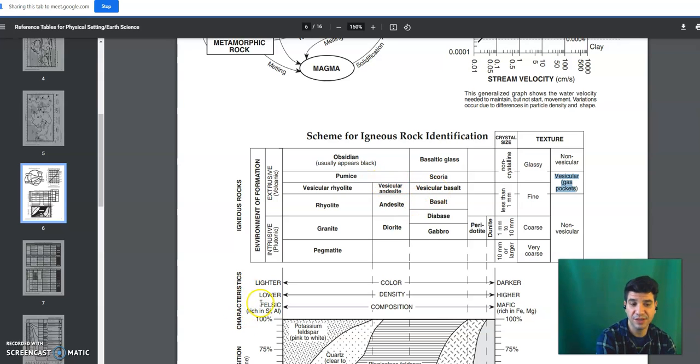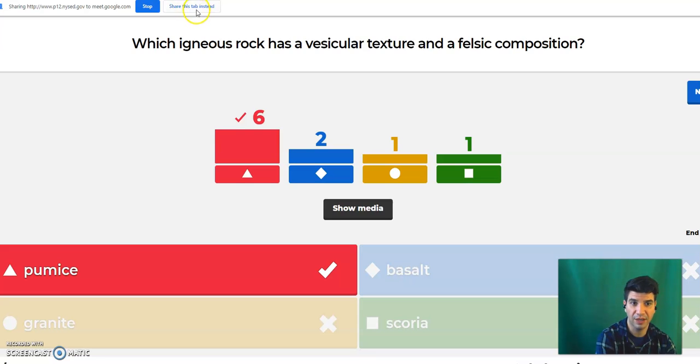And it also said that it was felsic. Felsic is on the left-hand side of the chart, which leaves us either with pumice or vesicular rhyolite. And of the possible choices? Just pumice.